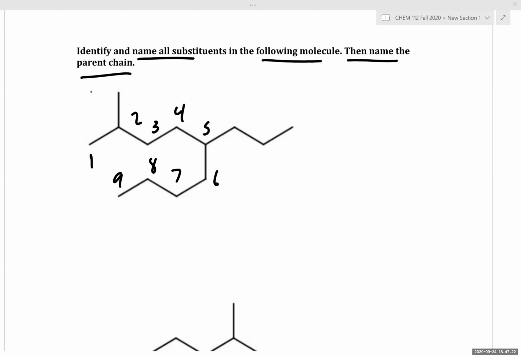Does everyone see how that shortcut works? Does that make sense to everyone, that trick that I just used? Okay, now we count in the opposite direction.